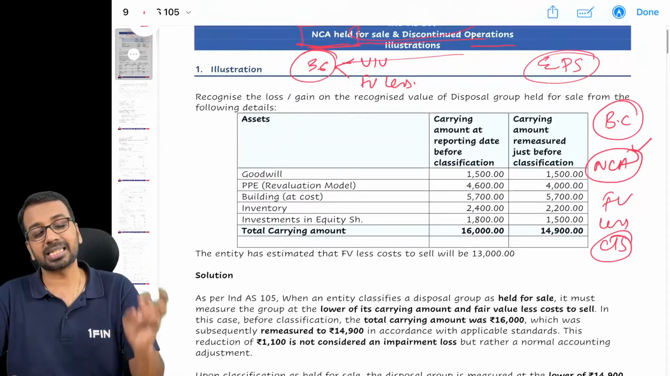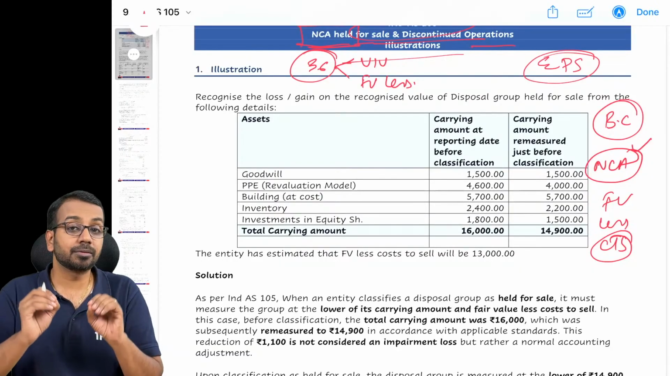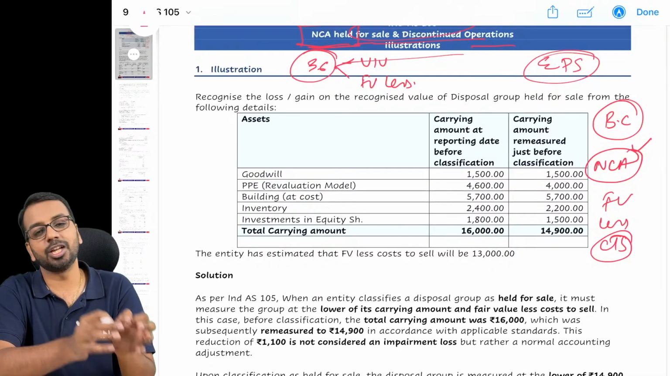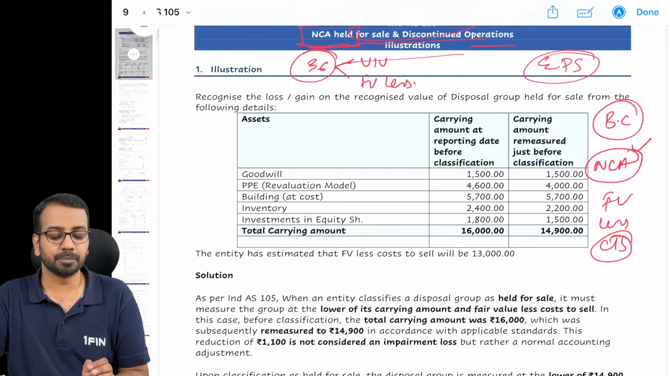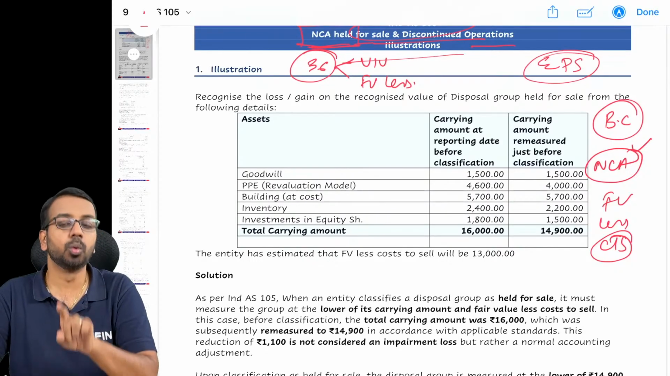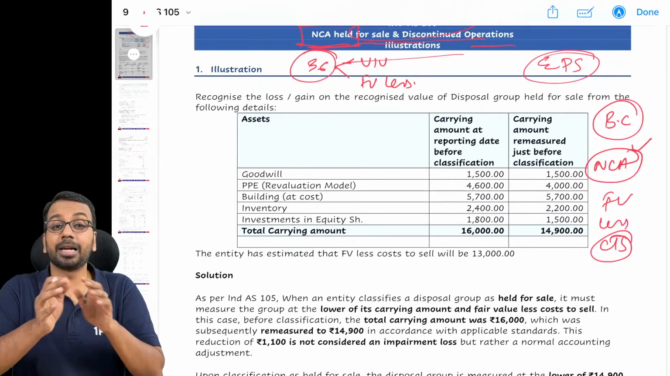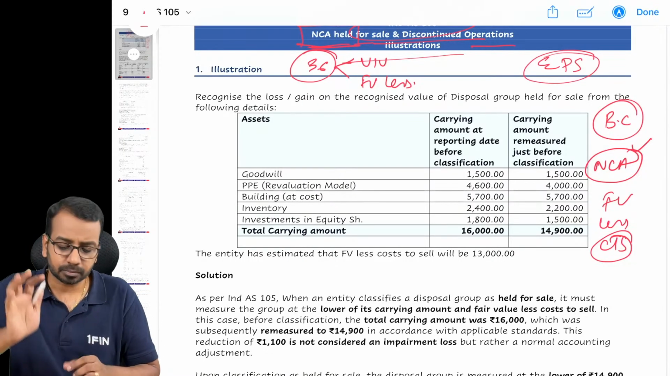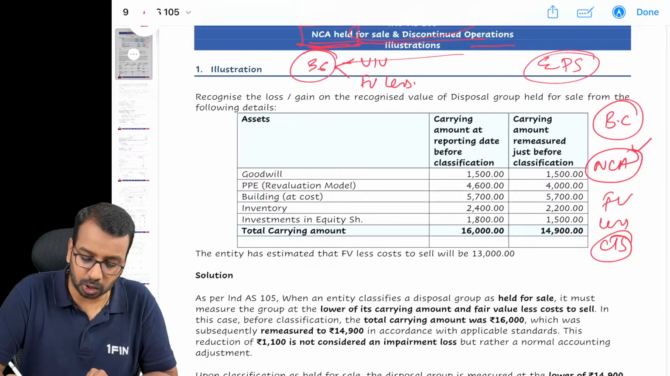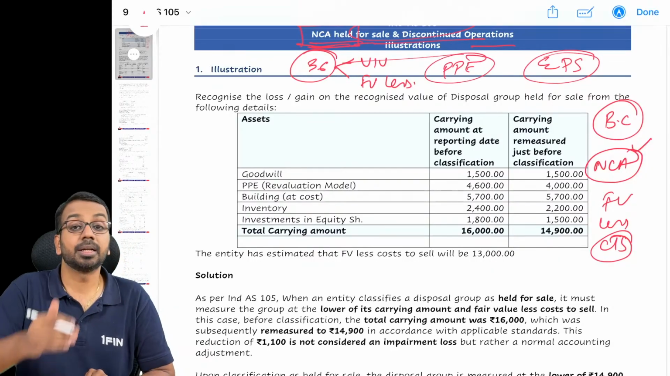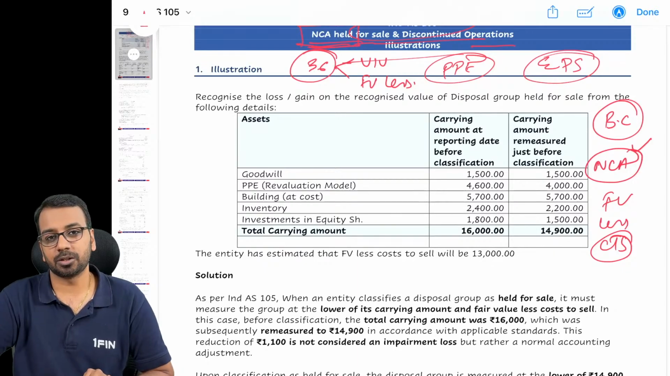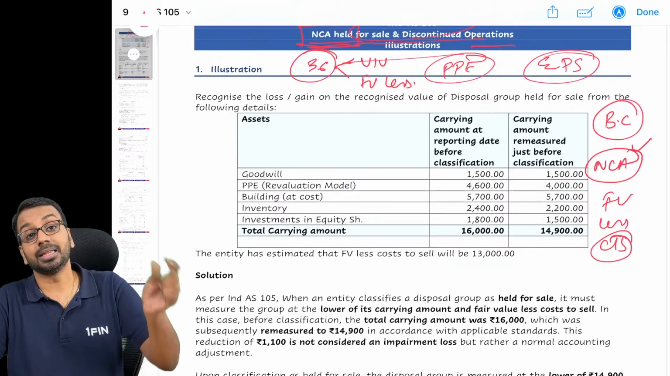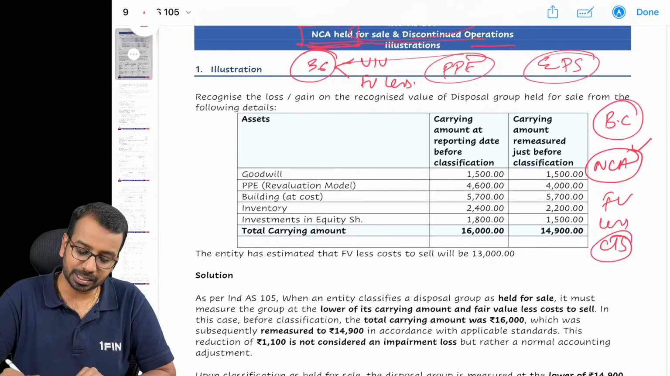In both Ind AS 36 and Ind AS 105, one thing you have to keep in mind is that whenever you are bringing an asset into Ind AS 36 or Ind AS 105, before that you have to complete all the accounting and measurement required as per the respective standard. What do I mean by that? Say there is a non-current asset item of property, plant and equipment. Before I bring it to Ind AS 105, I have to calculate as per Ind AS 16 whatever is required. Then that carrying amount will be used for Ind AS 105.